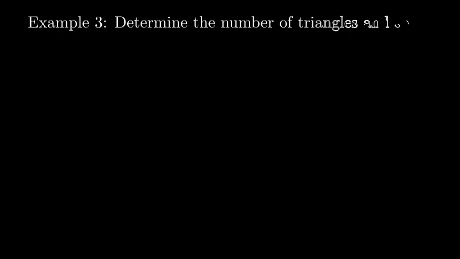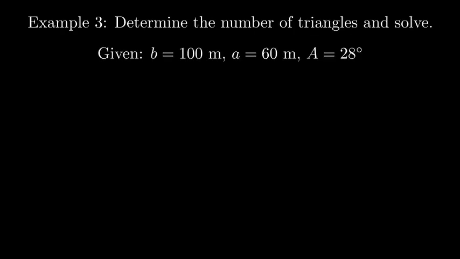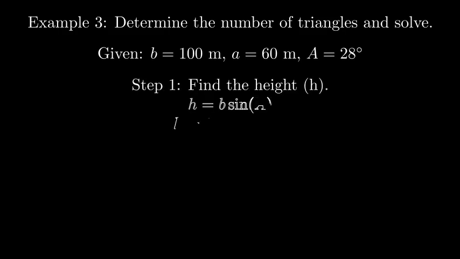Let's apply this logic to an example where two triangles are possible. We are given side B is 100, side A is 60, and angle A is 28 degrees. This is an SSA case. First, we must calculate the height h to compare it with side A. The height h is b times sine A, which is 100 times the sine of 28 degrees. This gives us a height of approximately 46.9 meters.